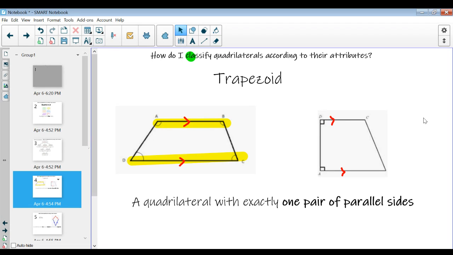That makes them parallel. Now, I know that AD and BC are not parallel because if I were to continue this line up and continue this line up, they would intersect around here somewhere. So since they will intersect, that means they are not parallel. So there's only one pair, or one set, of parallel sides, making it a trapezoid.